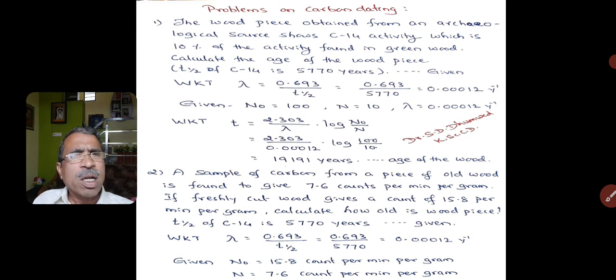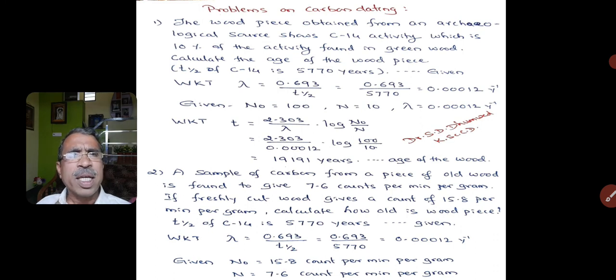Based on this carbon dating, let us see some problems and how they can be solved. The first one: a wood piece obtained from an archaeological source shows carbon-14 activity which is 10% of the activity found in green wood. Calculate the age of the wood piece. The half-life of carbon-14 is 5770 years. We know that lambda is equal to 0.693 divided by T half, so 0.693 divided by 5770 years, which is 0.00012 per year.